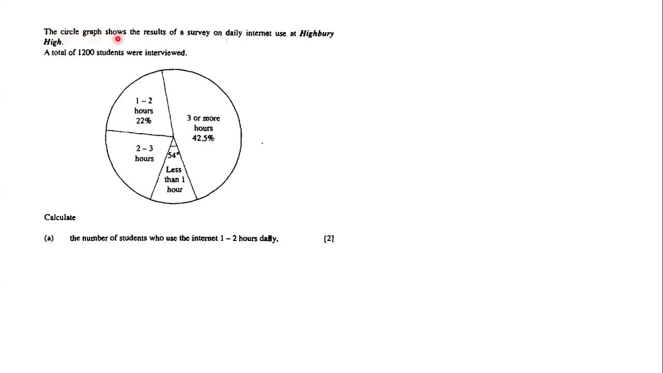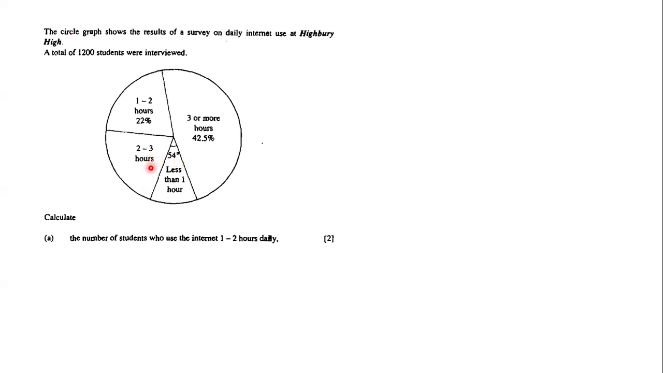The circle graph shows the results of a survey on daily internet use at Highbury High. A total of 1,200 students were interviewed. So here we have 1 to 2 hours is 22%. We have 3 or more hours, that's 42.5%. We have less than an hour, that's 52 degrees. I'm sorry, 54 degrees. And here we have 2 to 3 hours.